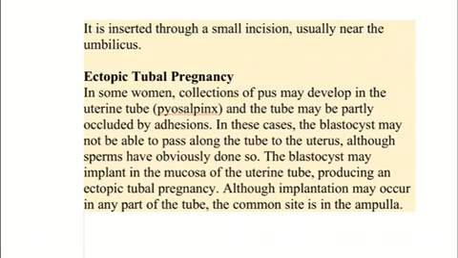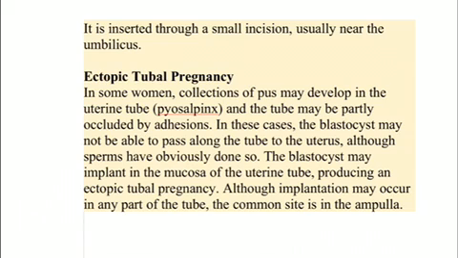But after fertilization, the blastocyst that is formed cannot pass through the uterine tube to get to the uterus for implantation because there's an occlusion of the uterine tube. So the blastocyst may implant in the mucosa of the uterine tube. This is what we call ectopic tubal pregnancy. The implantation may occur in any part of the uterine tube, but the commonest part is the ampulla, because the ampulla is the widest.